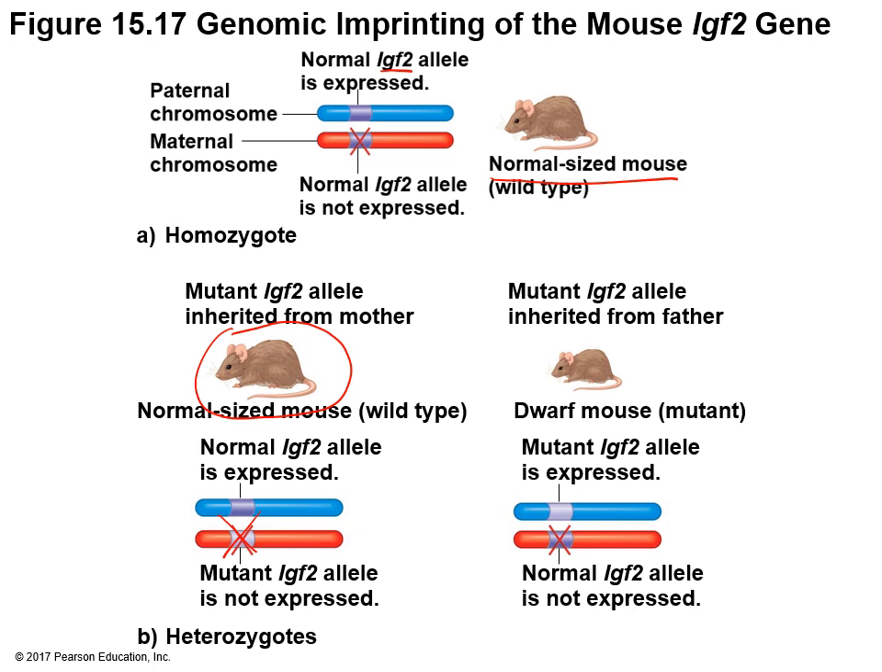However, if the IGF2 allele from the father was mutated, this would matter because the IGF2 allele from the father is expressed. So if a mouse inherited a mutated IGF2 allele from the father, then it would express a dwarf phenotype. So the mouse would be smaller.